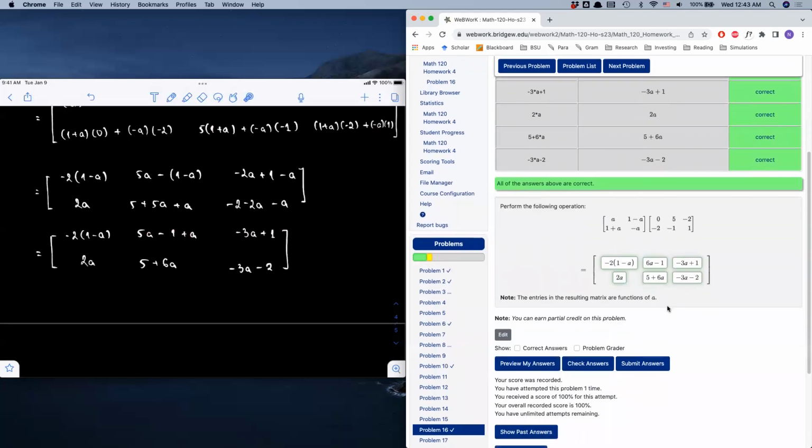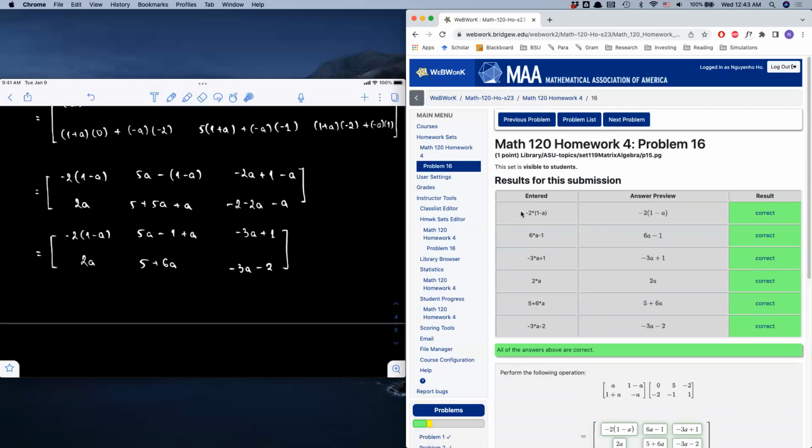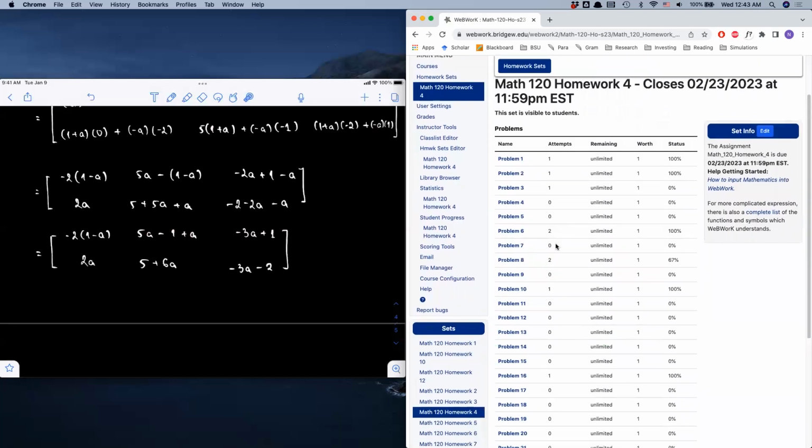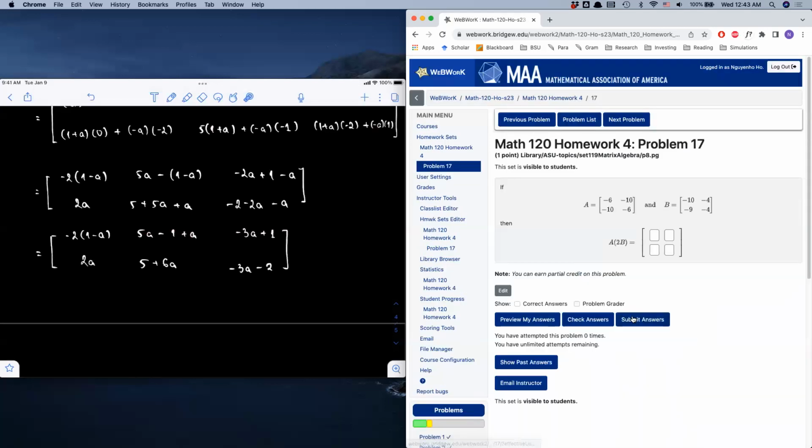So again, this is still matrix multiplication. In this case, a little bit weird because we have some variable a in the calculation. All right, so problem 16 is done. Let's move on to problem 17. Again, matrix multiplications, but before doing matrix multiplication, you need to do scalar multiplication on B, right? So you have to do 2B first, and then you have a matrix. Use that resulting matrix to combine with the matrix A.